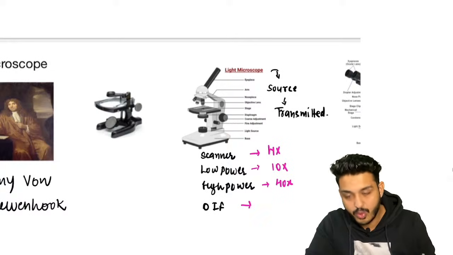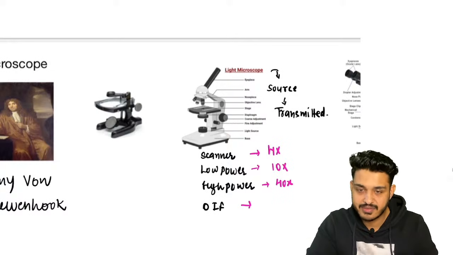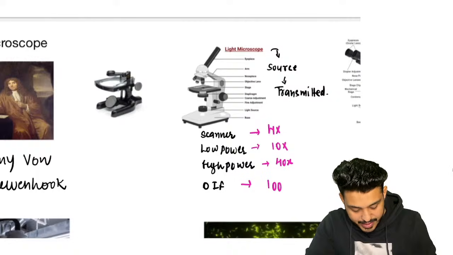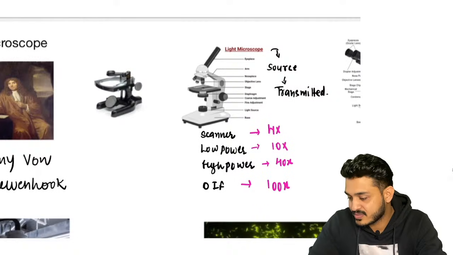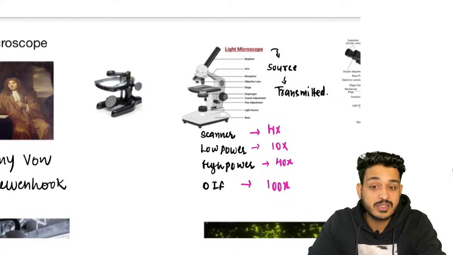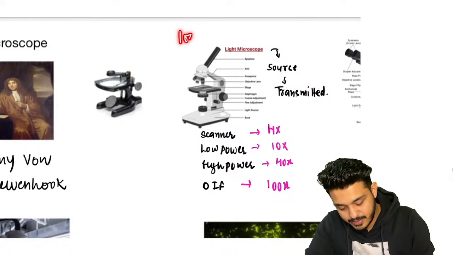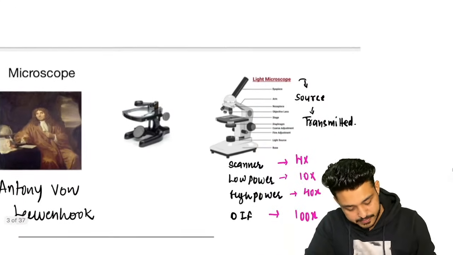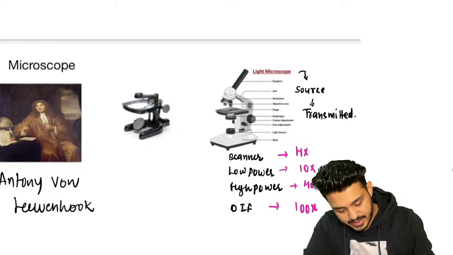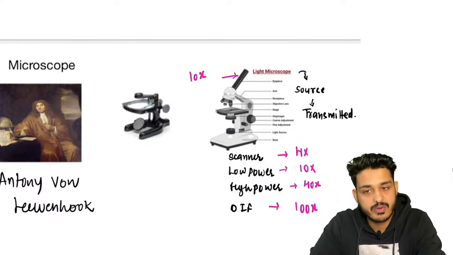And if they ask you oil immersion field, this is going to increase the refractive index, leading to what? 100x. Another question they have asked previously, maximum magnification that you can get from a light microscope. The answer will be 1000x. That is going to be the power of eyepiece. This is going to be known as eyepiece. Always remember, eyepiece will be having a power of 10x.